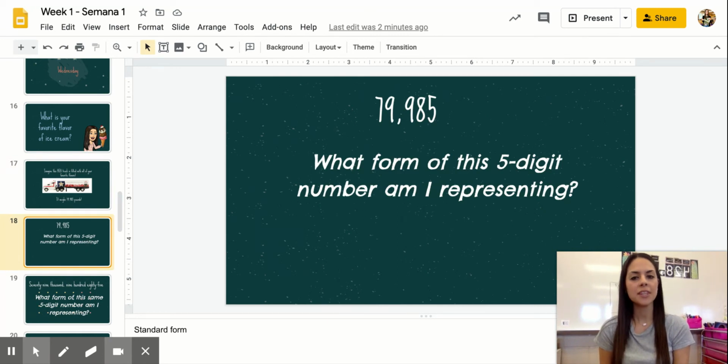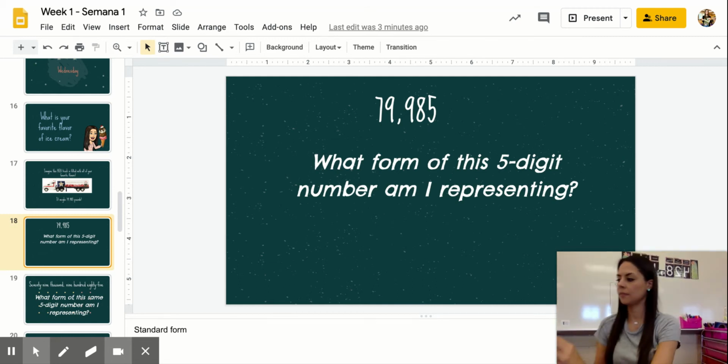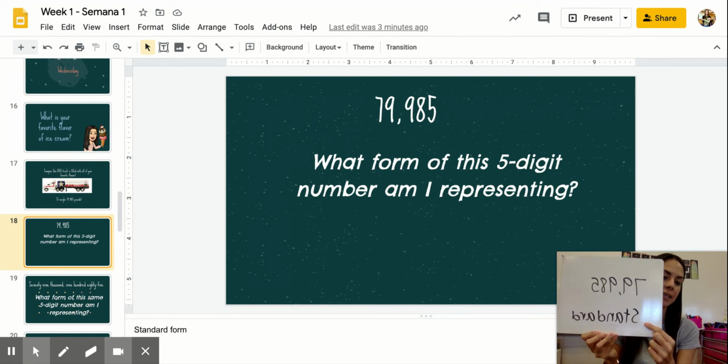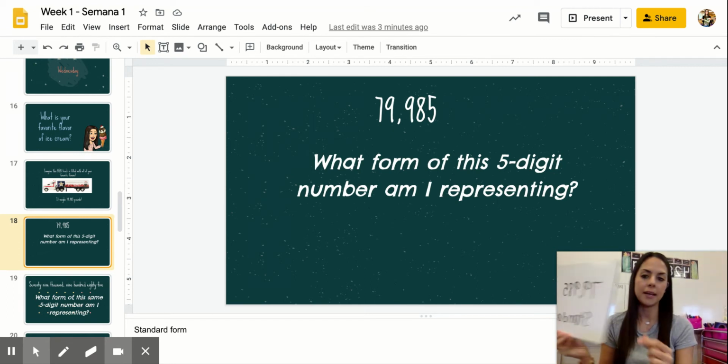And I want you to think about the form that this number is in. What form is this number in? Remember we talked about expanded form, standard form, base 10 block form, or word form. So if you're looking at this number right there, what form is it in? That number is in standard form. When we see a number that's just written in numbers, that is in its standard form, okay?